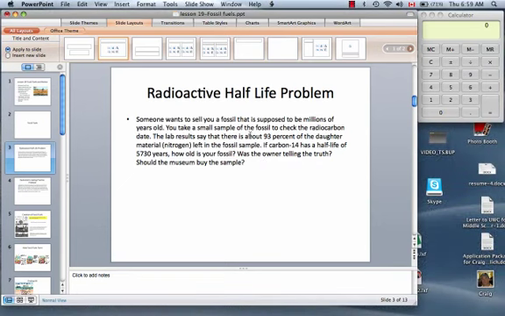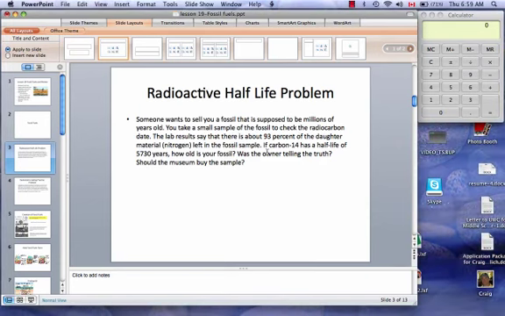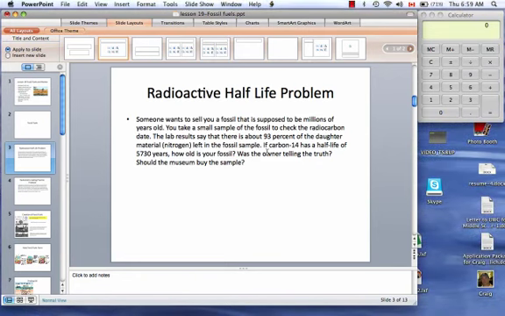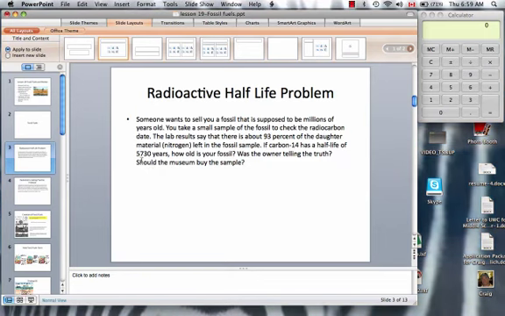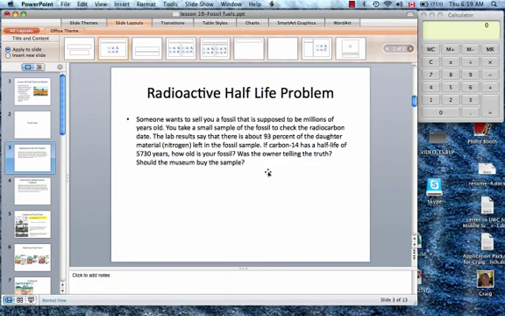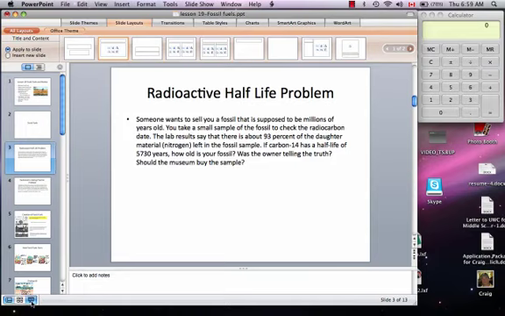Someone wants to tell you a fossil is supposed to be millions of years old and therefore very valuable. You take a sample to check the radiocarbon date. The lab results say that there's about 93% of the daughter material, which is nitrogen, left in the fossil. So carbon-14 has a half-life of 5,730 years. How old do you think this fossil is? Is the owner telling you the truth? So let's go to full screen.